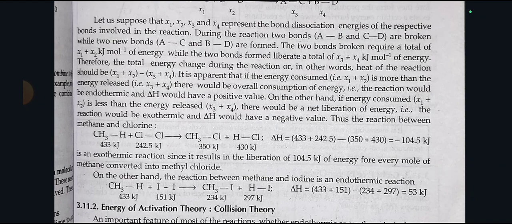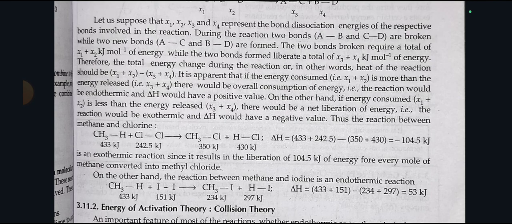Let us suppose that x1, x2, x3 and x4 represent the bond dissociation energy of the respective bonds involved in the reaction. During the reaction, two bonds, AB and CD, are broken while two new bonds, AC and BD, are formed. The two bonds broken require a total of x1 plus x2 kilojoule per mole of energy, while the two bonds formed liberate a total of x3 plus x4 kilojoule per mole of energy. Therefore, the total energy change during the reaction, or in other words, the heat of the reaction, should be (x1 plus x2) minus (x3 plus x4).